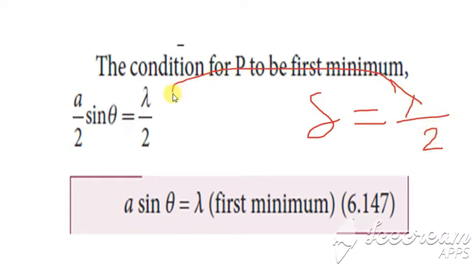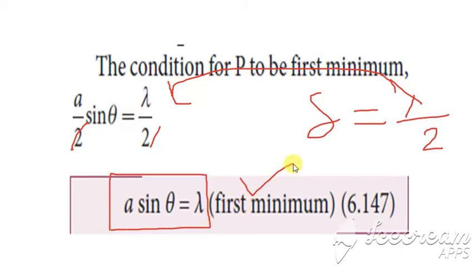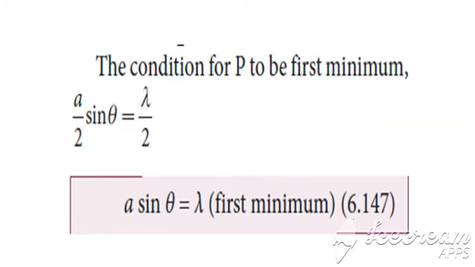So lambda divided by 2, if you are substituting here, the 2 gets cancelled, so we get a sine theta is equal to lambda. This is the first minimum. Clear? So next is, if you are going to have the second minimum.